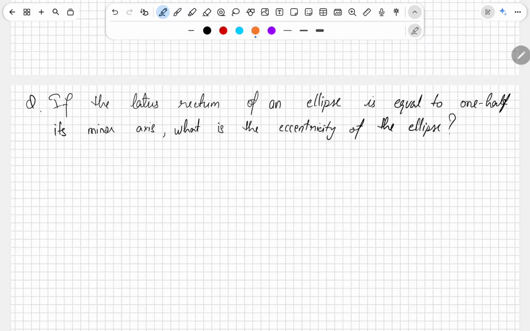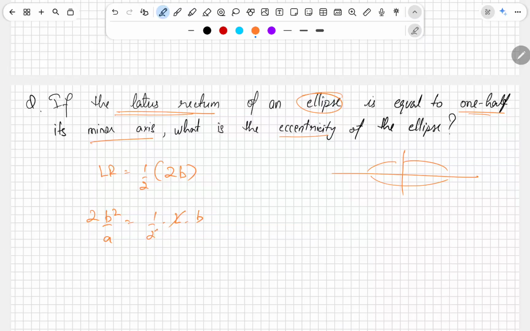So, focusing on this question: if the latus rectum of an ellipse is equal to half of its minor axis. So the question says latus rectum is half of minor axis. I'm assuming it to be a horizontal ellipse. So half of minor axis, what is the eccentricity? Latus rectum is 2b square upon a. It is equal to half of 2 into b. 2 cancels half. Then b cancels square. So 2b is equal to a, squaring both sides.